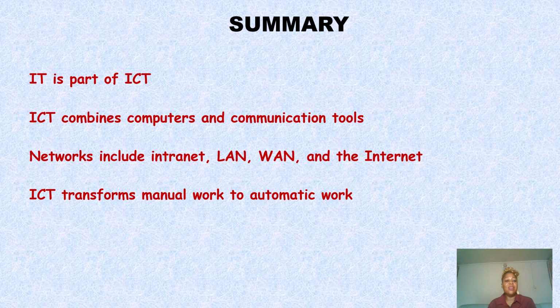In summary for today's class, we have learned that IT is part of ICT. IT is the combination of computers and communication tools. And we have four types of networks, which include intranet, local area network, wide area network, and internet. We have also learned that ICT transformed manual work to automatic work.